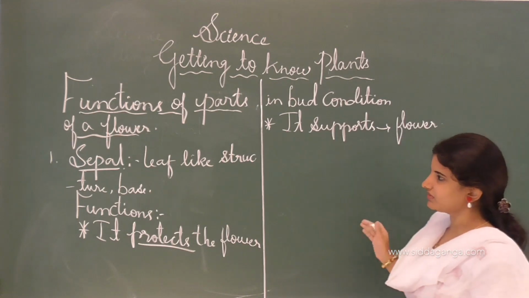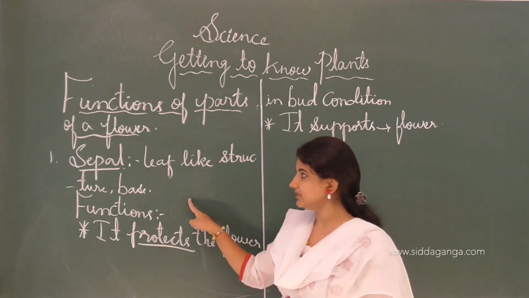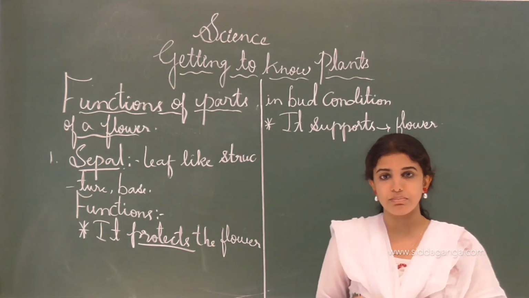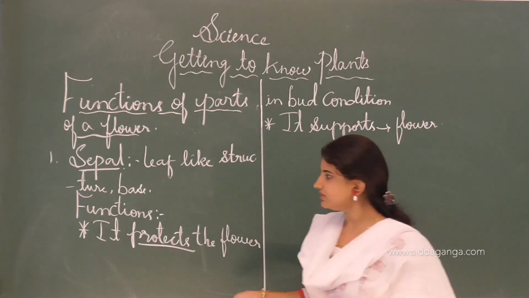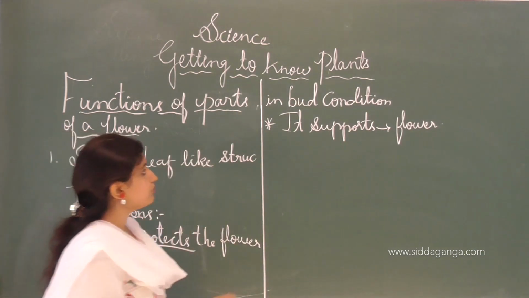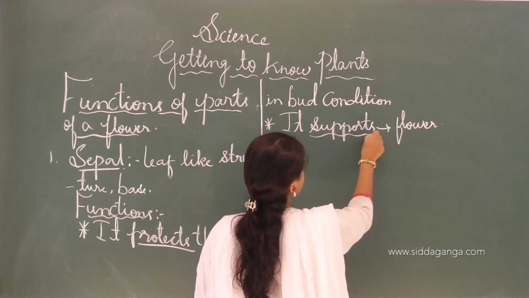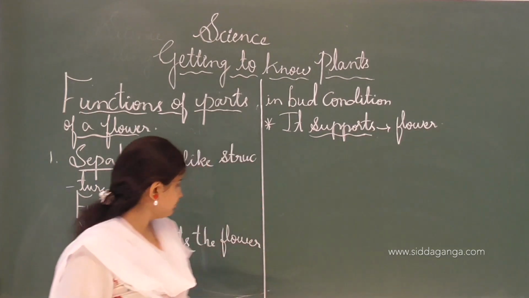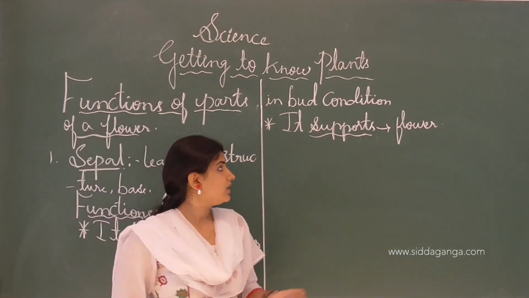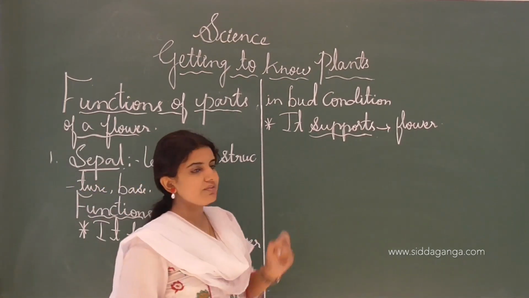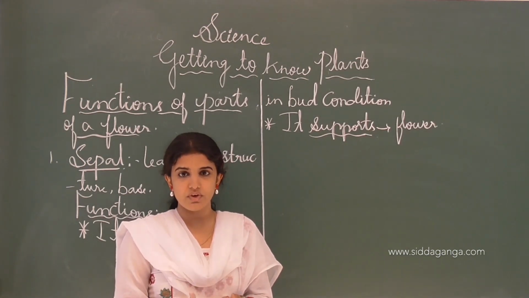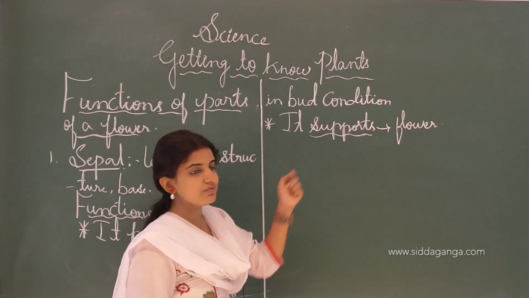This is the functions of the sepal. Sepal is a leaf-like structure, usually present at the base of a flower, and its functions are: it protects the flower in the bud condition, and it supports the flower after the bud matures and opens into the flower.